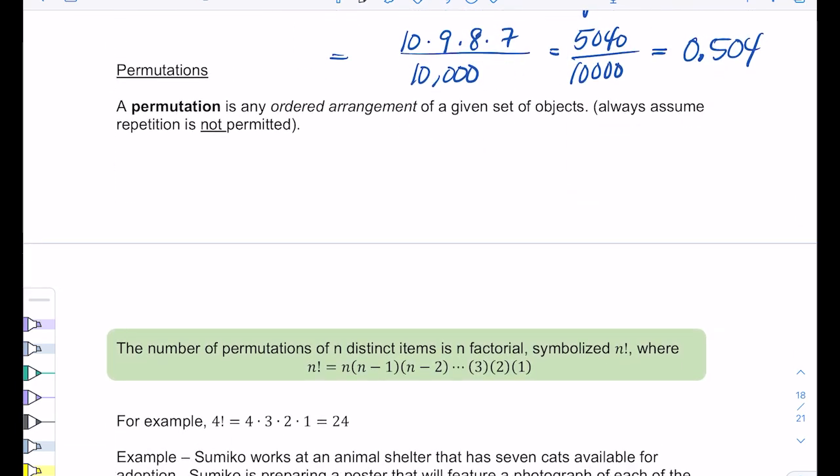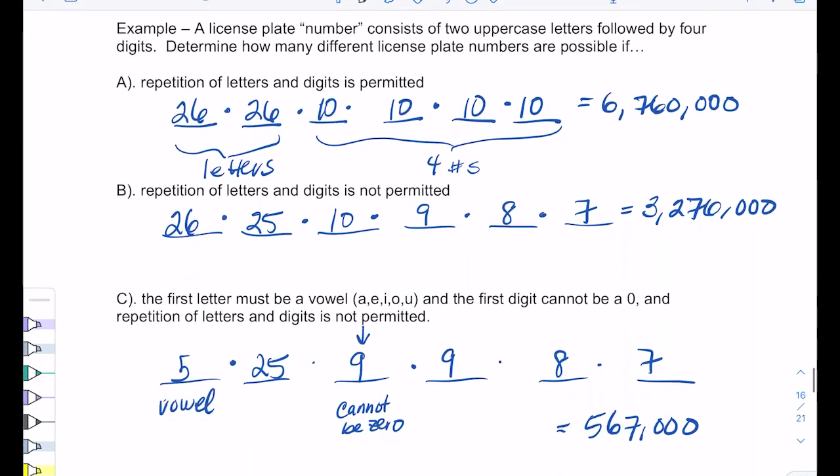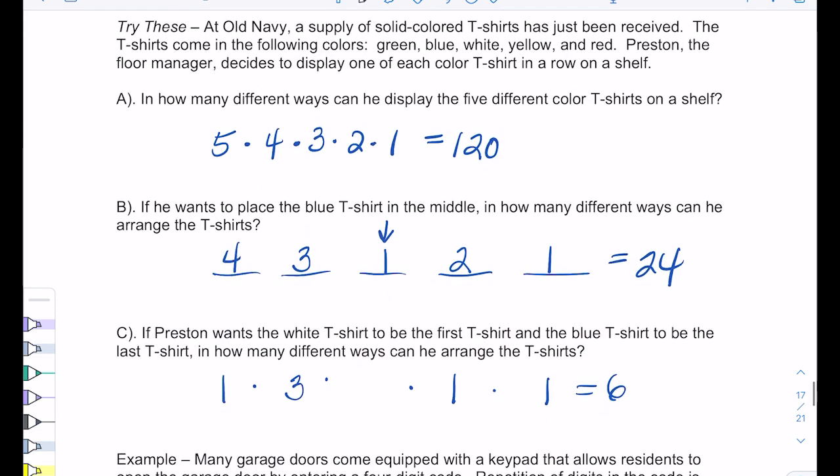So as you saw in some of the examples, there were examples where the order didn't matter. When we looked at the first problem, where you could repeat letters and digits, it didn't matter the order that we put them in. All it says is that the license plate consisted of 2 uppercase letters and then 4 digits. In this next problem, it told us about the colors. In the first one, it says, how many different ways can he display the 5 different colors? It didn't give us a specific order.